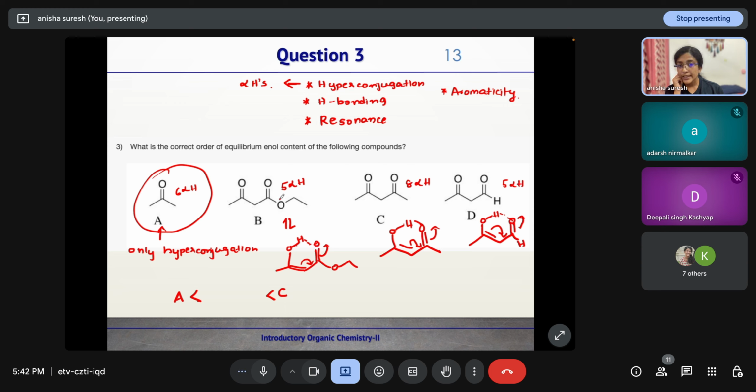In the case of B, here this conjugation is also possible. So here the feasibility of this conjugation will be lesser compared to that in the case of D, because of the presence of the lone pair on ester, it can undergo this conjugation. So here this conjugation possibility will be lesser compared to that of D. So because of that, this will be the right order. C greater than D, greater than B, greater than A. Okay.